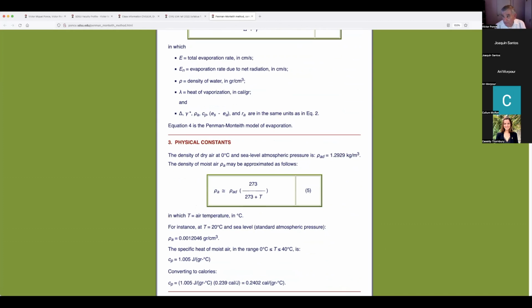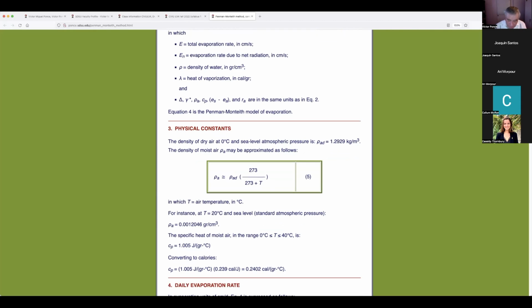Or else, at a pinch, you can go back to the manual by Professor, I can't remember the name right now, Maidment, Professor Maidment from the University of Texas, who wrote the manual in 1993.